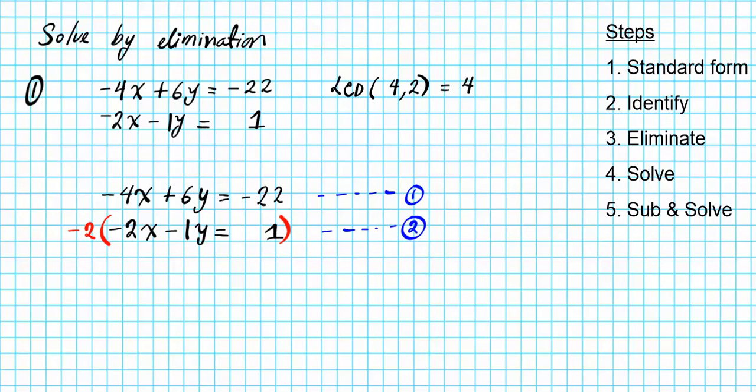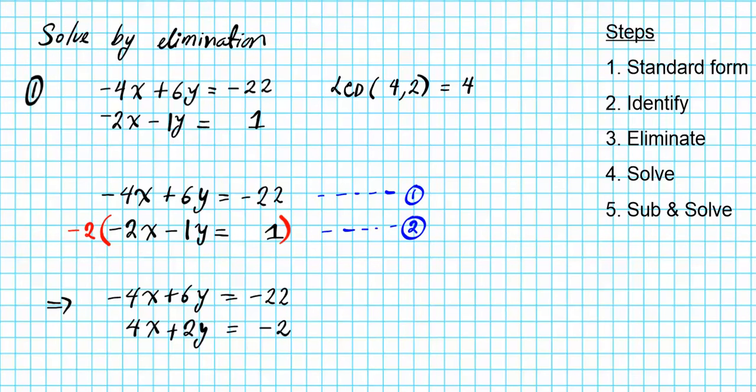If I carry out that multiplication, my system now becomes negative 4x plus 6y equals negative 22. And this is where you want to be really careful. Ensure that the negative 2 is distributed across the entire equation. So this now becomes positive 4x. Distribute it to this, plus 2y. And then distribute negative 2 to the 1, which gives negative 2.